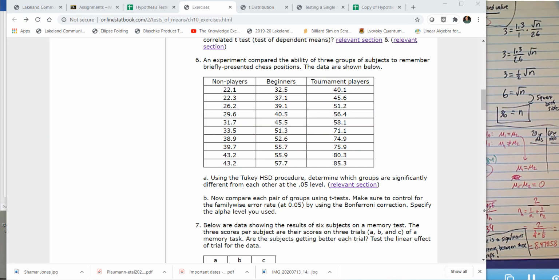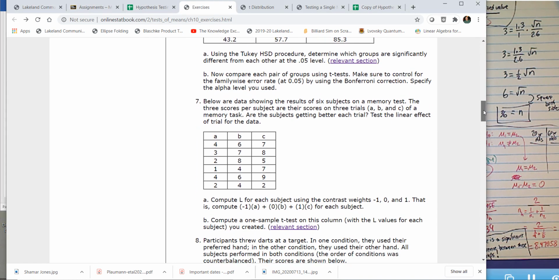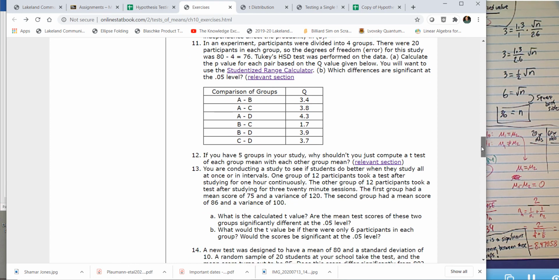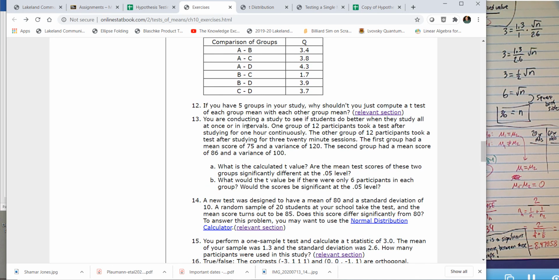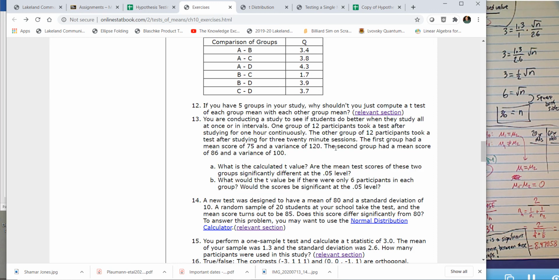So as I look at the rest of the homework problems for Friday, there's a lot here. If you found what I just explained to be difficult, maybe you should pick and choose a little bit. For example, maybe question 13 would be a good one to start with. I mentioned question 2 is different than what I just did, but question 13 is the same. You're calculating a t-value, and then it says, are the mean test scores of these 2 groups significantly different at the 0.05 level?